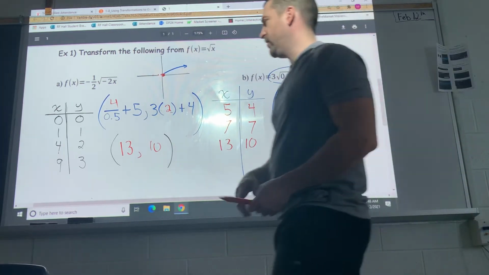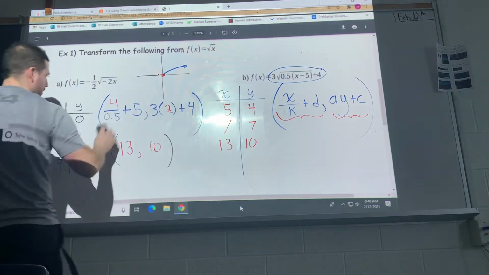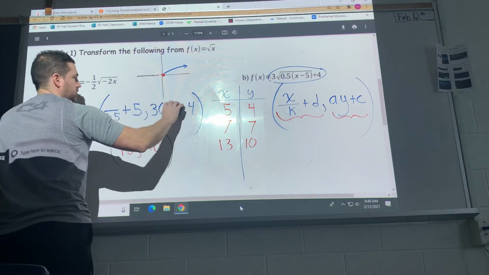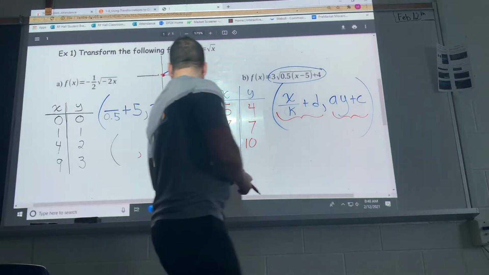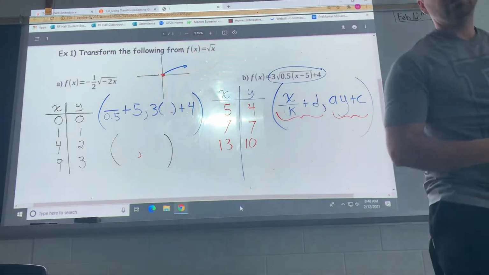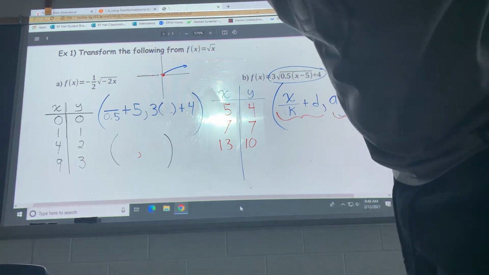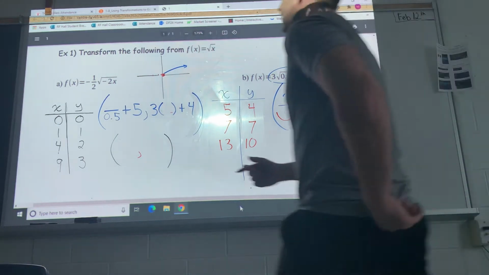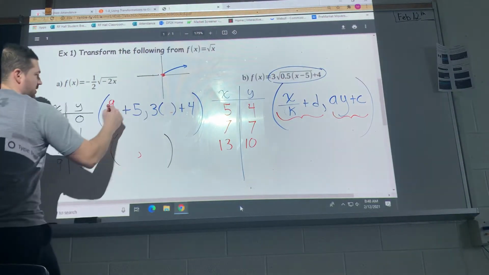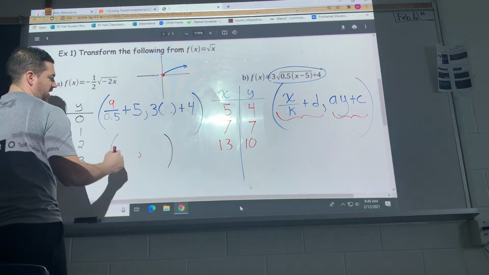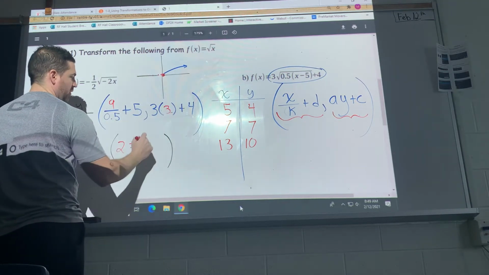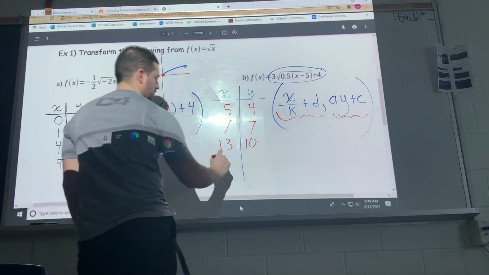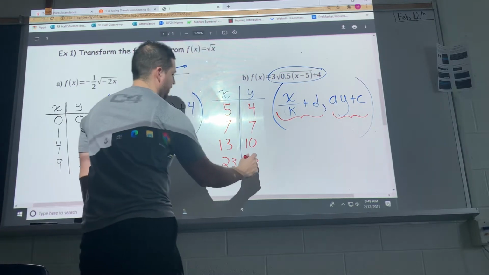Okay, and what you guys get for the last one? Last one, 23 and 13, beautiful. Okay, so 9 divided by a half is 18, plus 5 is 23. 3 times 3 is 9, plus 4 is 13. Good. So 23 and 13 is our last one.